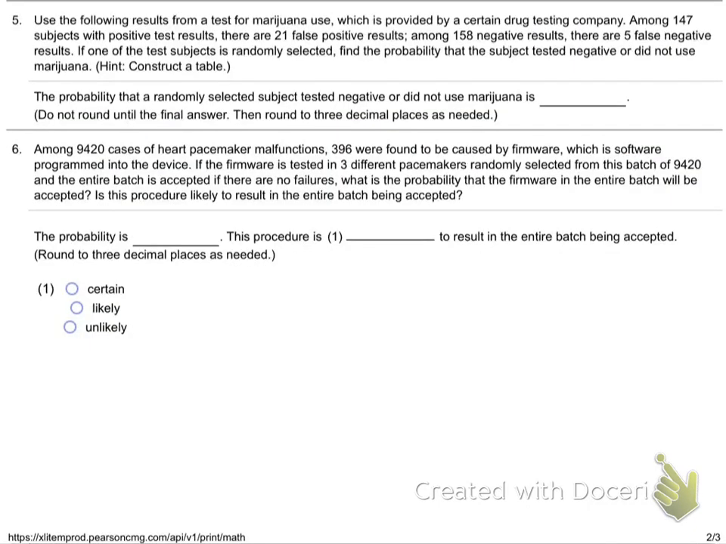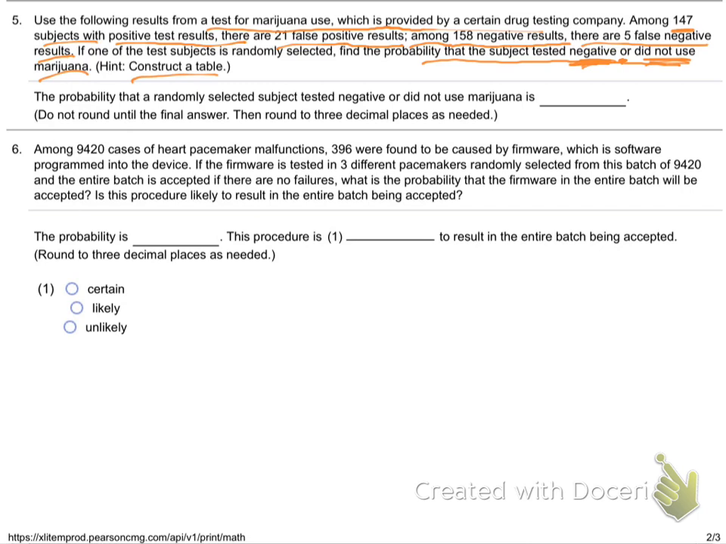Number 5, use the following results from a test for marijuana use, which is provided by a certain drug testing company. 147 subjects with positive test results, 21 false positives, 158 negative results. Among 158 negative results, there are 5 false negative results. If one of the test subjects is randomized, I have to find the probability that the subject tested negative or did not use marijuana. Hint, construct a table. That's a great hint. Let's do that. So we got to make a table. And what's the table going to be?